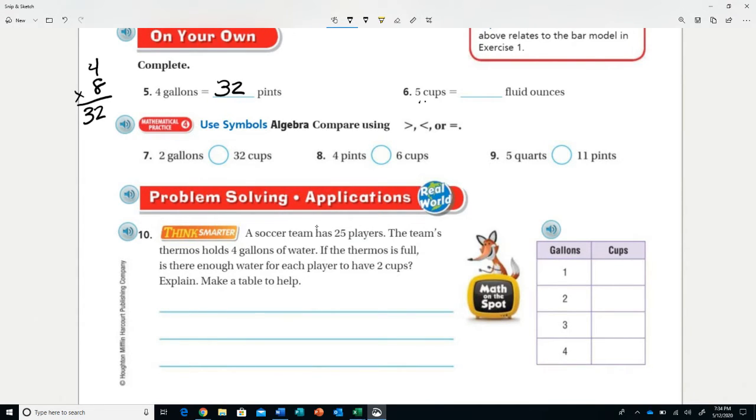And now we have for the first time cups to fluid ounces. This is the very first line. 5 cups, 8 fluid ounces. So I'm going to multiply here and get 40 fluid ounces.